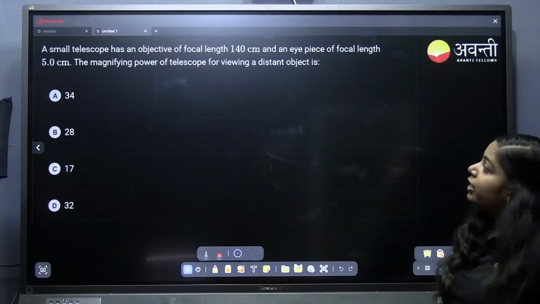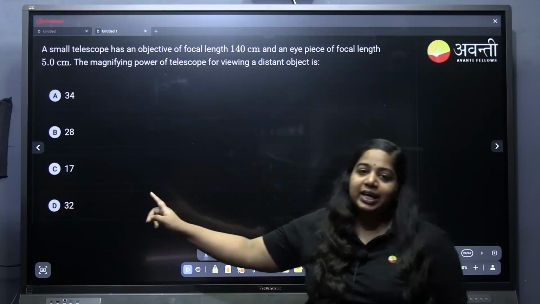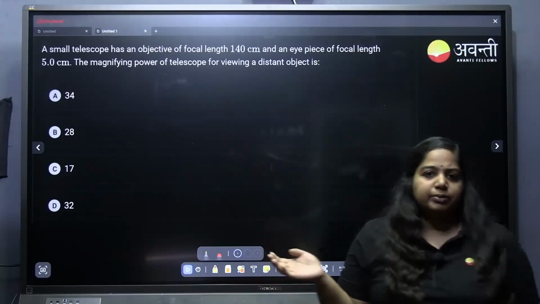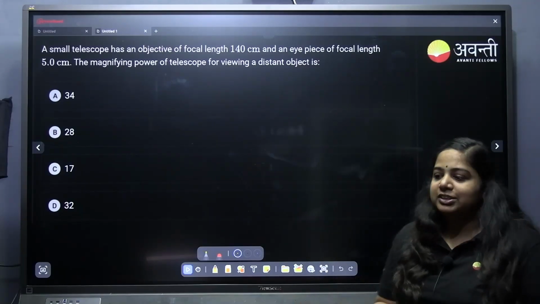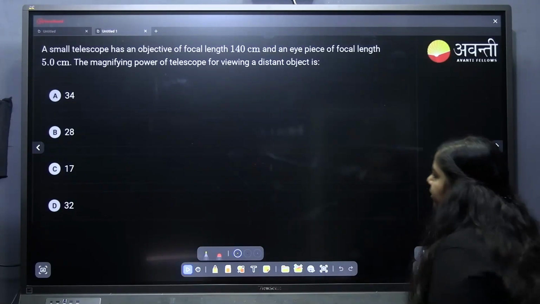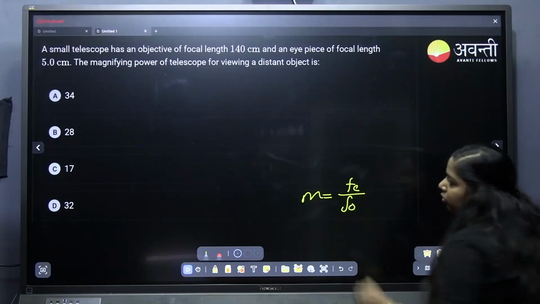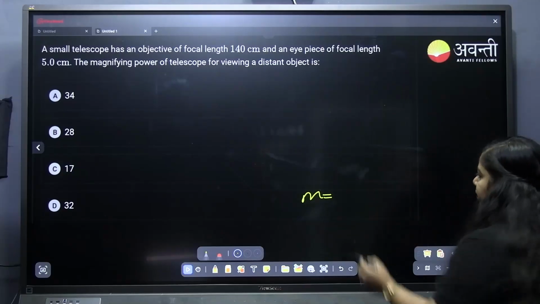Next one. A small telescope has an objective of focal length 140 cm and an eyepiece of focal length 5 cm. Magnifying power of telescope for viewing distant object. As I told you, if nothing is given, like a normal adjustment or other thing, we have to assume it is normal adjustment. In normal adjustment for telescope, what was the formula? M is equal to Fe by Fo, right? Or Fo by Fe? Fo by Fe, okay?